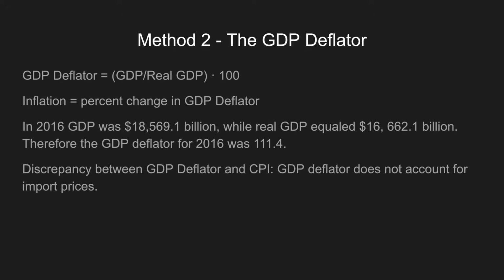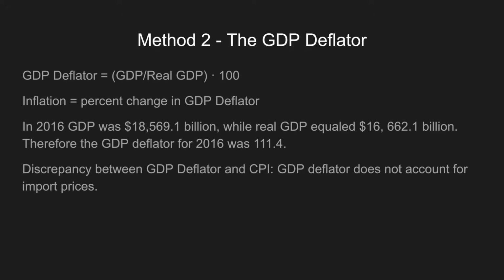In previous videos, we've discussed how GDP and real GDP are calculated. Both of these statistics can be used to obtain the GDP deflator through a simple formula. The GDP deflator equals GDP over real GDP times 100. In 2016, the gross domestic product was $18,569.1 billion US dollars, while real GDP equaled $16,662.1 billion. Therefore, the GDP deflator for 2016 was 111.4.